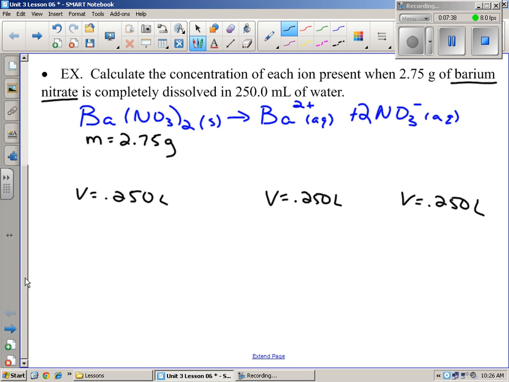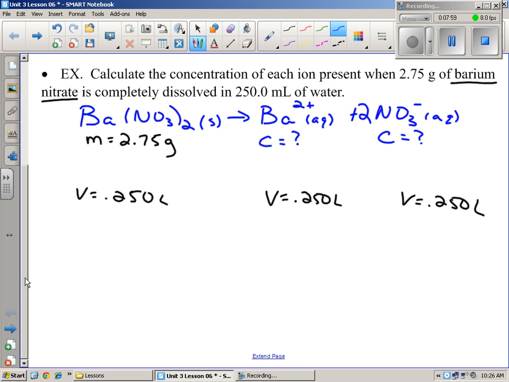Okay? And what I want to know is this. What is the concentration of each ion present? Okay? What is the concentration of the barium ions? What is the concentration of the nitrate ions? All right.